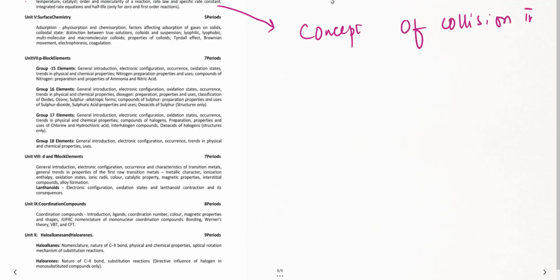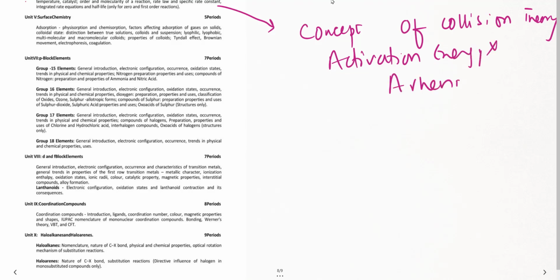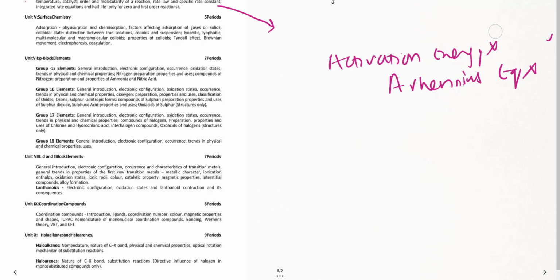Let us take the next chapter, chemical kinetics. When I take chemical kinetics, the topics which are deleted here are the concept of collision theory, which is deleted and not there. The concept of activation energy is also not there. The Arrhenius equation also is not there. So all these three topics are deleted from chemical kinetics. Let me erase this. This is over for chemical kinetics.